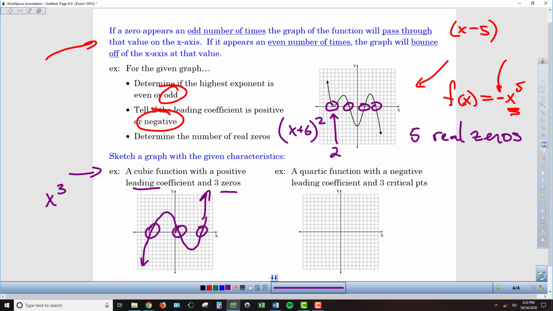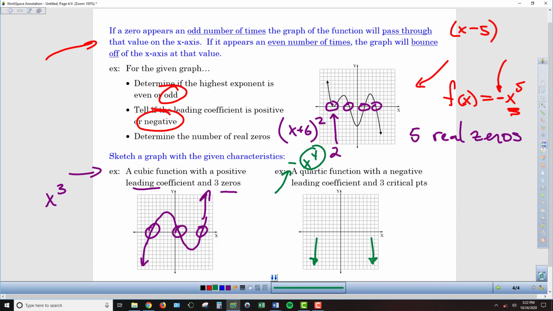For the last one, a quartic function means x to the 4th is the highest exponent. We're told that we have a negative leading coefficient, so that means it would be a negative out in front of that. And then we've got 3 critical points, meaning 3 changes of direction. So first of all, if the highest exponent is even, then it's going to be a touchdown graph. But with the negative coefficient out front here, it means it's going to be our Australian rules football touchdown. So that means both sides are eventually going to take off and go down.